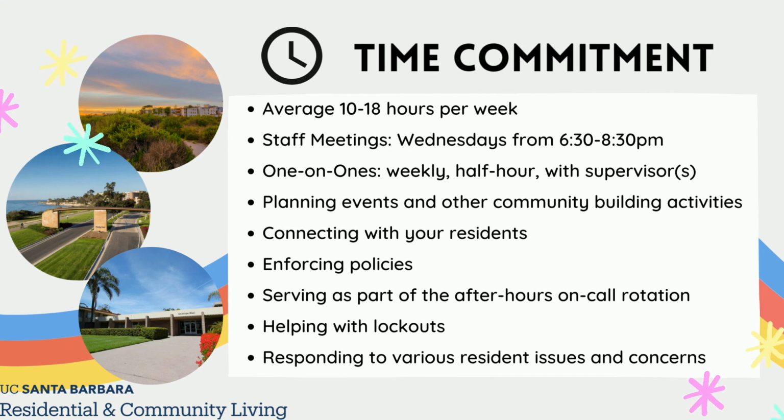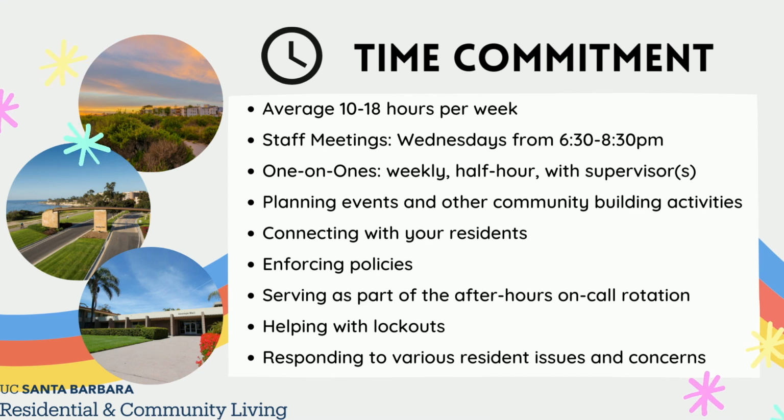Let's talk about some time commitments. As an RA, you can expect to work an average of 10 to 18 hours per week. However, there may be times that require more than that, especially in the beginning, and there may be some weeks that require less time. Generally speaking, you're expected to keep Wednesday evenings from 6:30 to 8:30 p.m. available for staff meetings. You will also have a weekly half-hour one-on-one meeting with one of your supervisors.